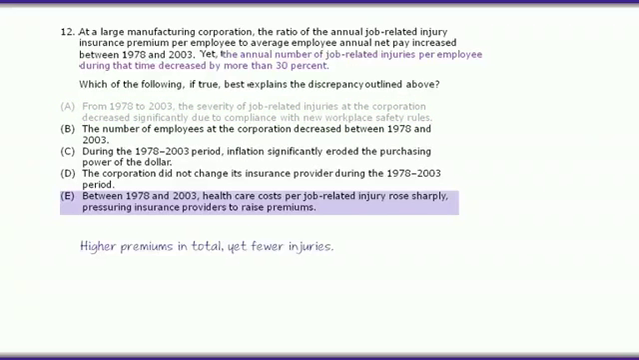Answer choice B gives unimportant information. You already know the insurance premium per employee as well as the injury rate per employee. In other words, you already know the averages. The number of workers employed by the manufacturing corporation is already accounted for, so answer choice B is incorrect.